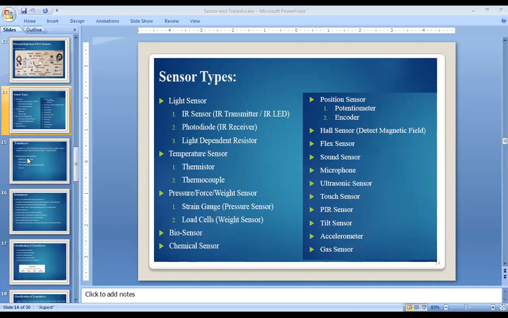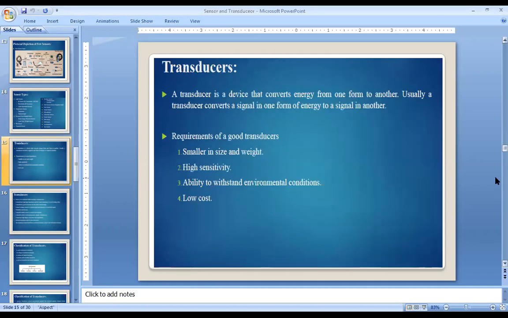Now, the definition of transducer. So what is the difference between sensor and transducer? What is the basic difference between sensor and transducer? Hello? Hello, sir. What is the difference between the sensor and transducer?